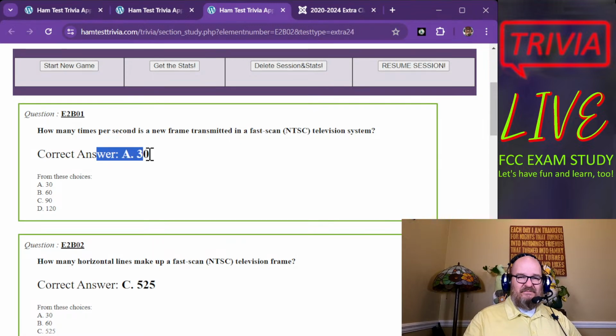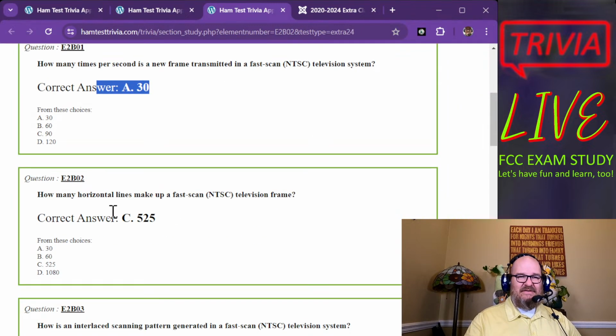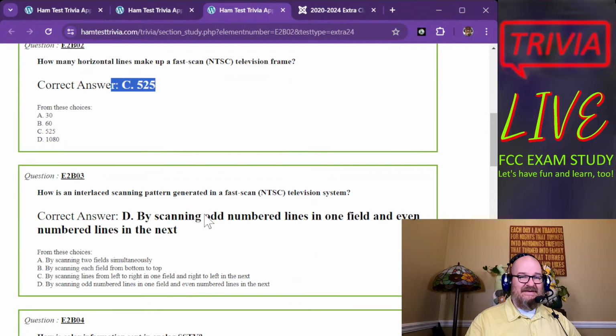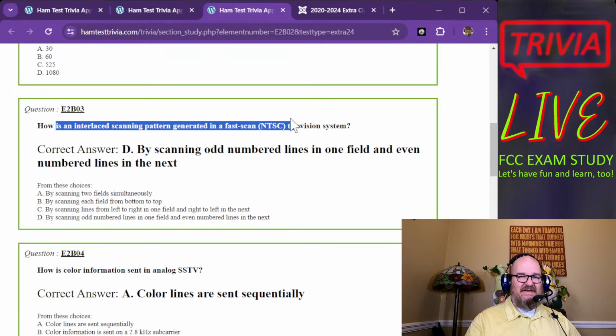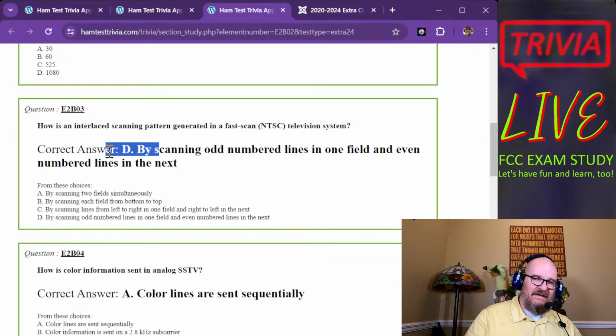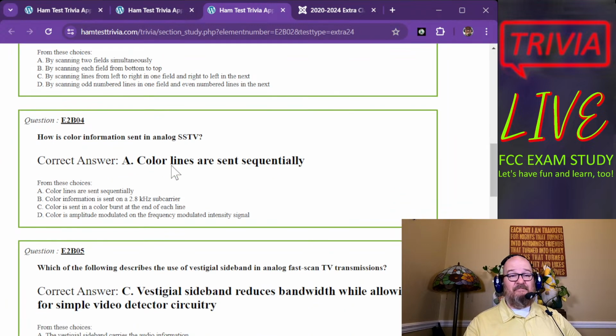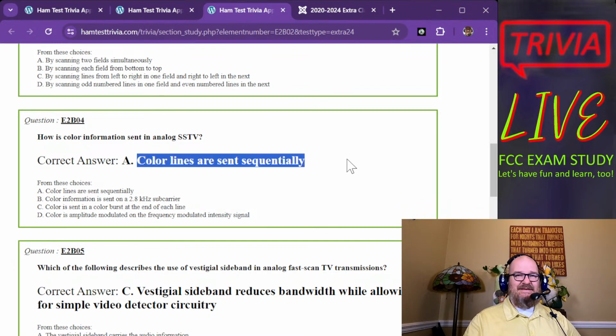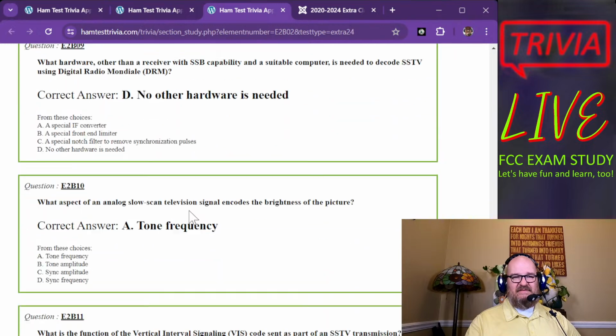So, we know FastScan TV is 30 times per second. 525 is FastScan TV. Interlaced is, it goes odd lines in one field and then even in the next. I did know that. I've done slow scan TV. Okay, color information is sent sequentially. In one of my programs that I wrote for a Nixie tube clock, the color lines are also sent sequentially in red, green, blue. Okay, so I'm not going to read through this because, y'all, it's 10 p.m.